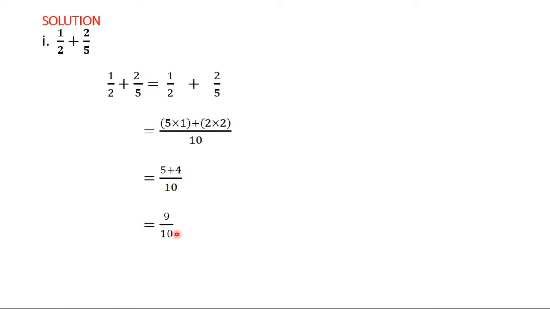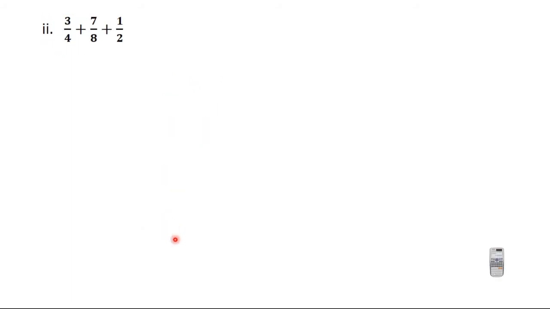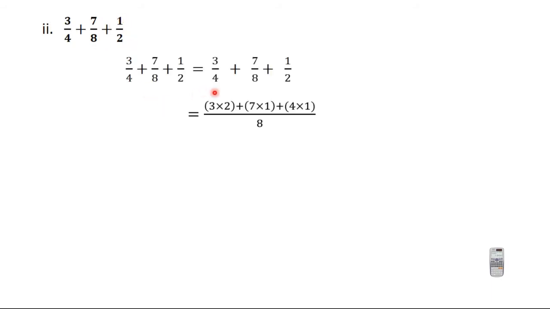So you move on. Now this is an example of a proper fraction because the numerator is less than the denominator. Let's move on to the next example. This time we are having 3 different terms. So we have 3/4 plus 7/8 plus 1/2. Once again, the first thing that you have to do is to find the least common multiple of the denominators. So we have the denominators to be 4, 8 and 2.